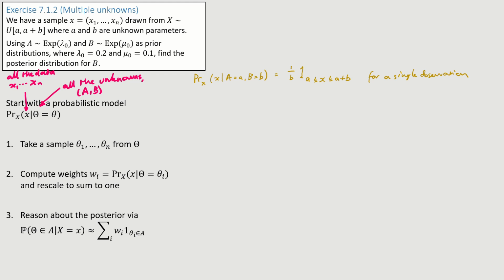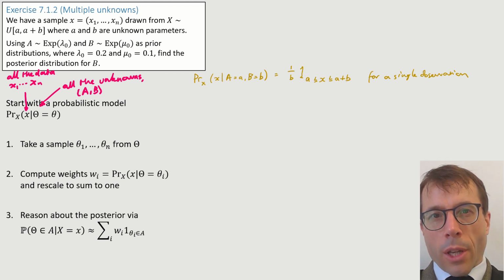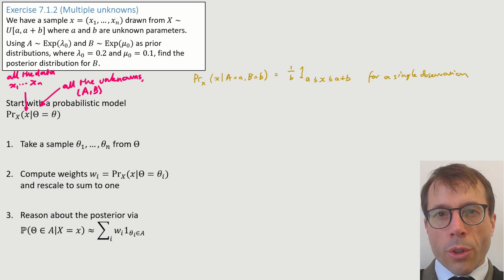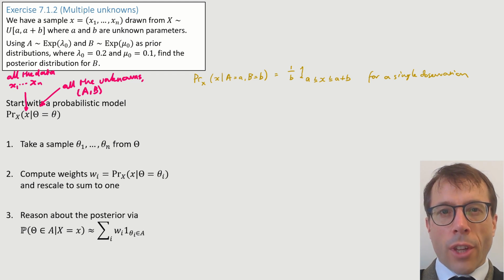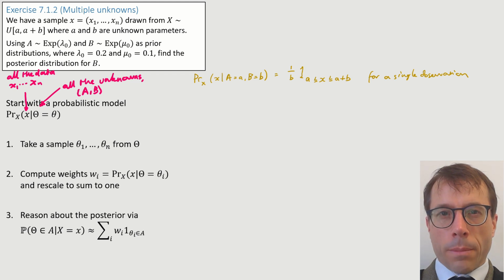We've looked at this sort of probability model several times already in the course. Here we have a sample x1 up to xn. First I'd write out the likelihood function for a single observation, and because the boundaries a and a plus b are what we want to reason about, I've written out the likelihood in this indicator function notation. That's a trick we used right at the beginning of the course.